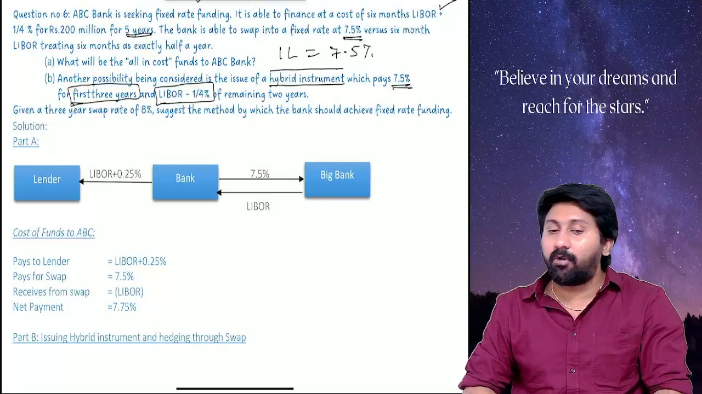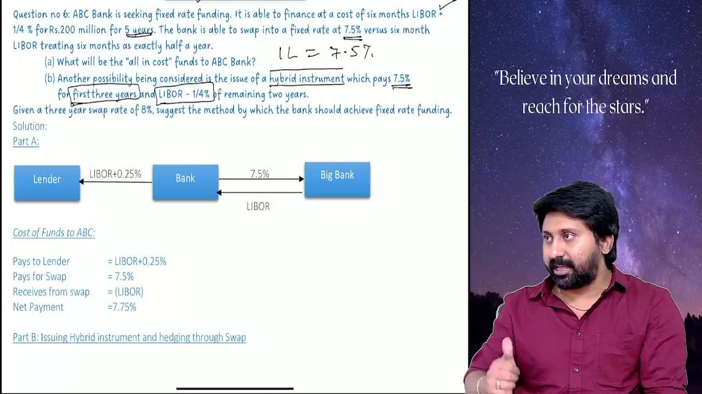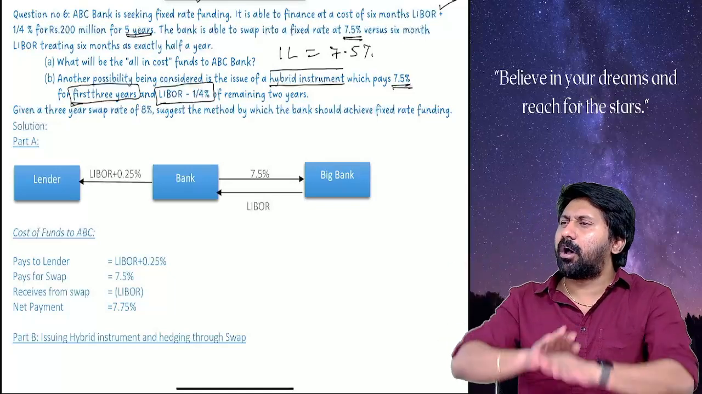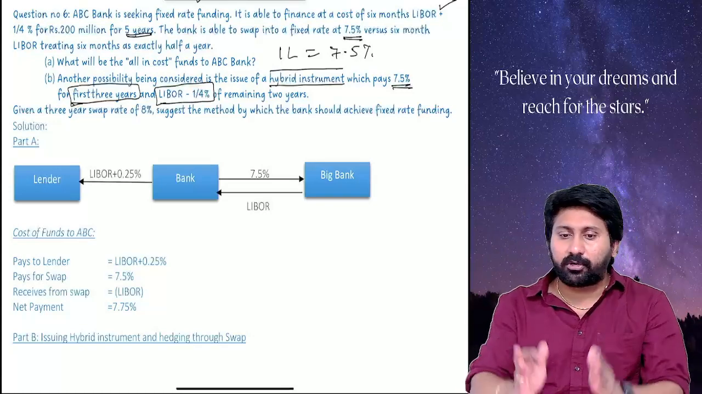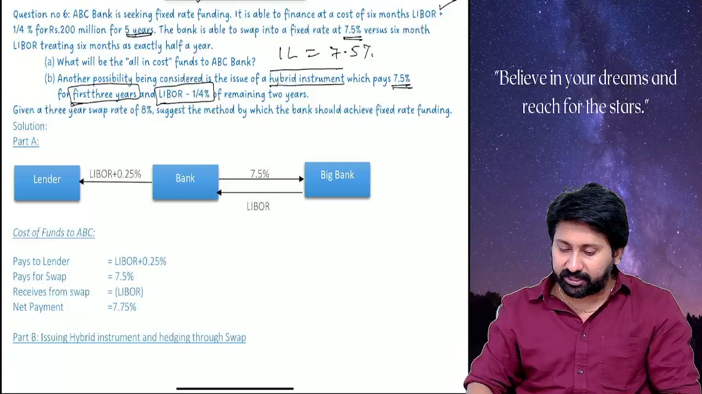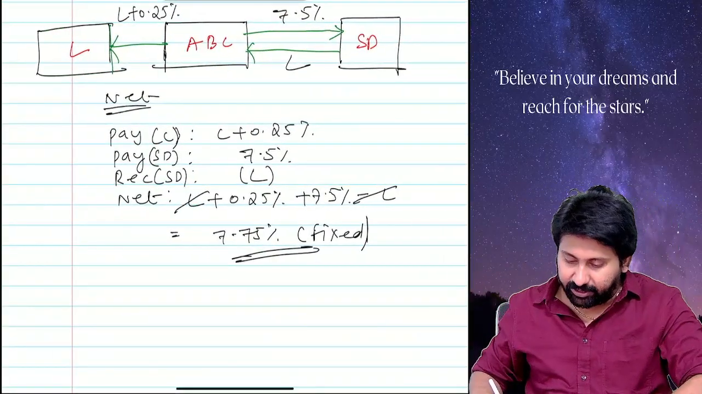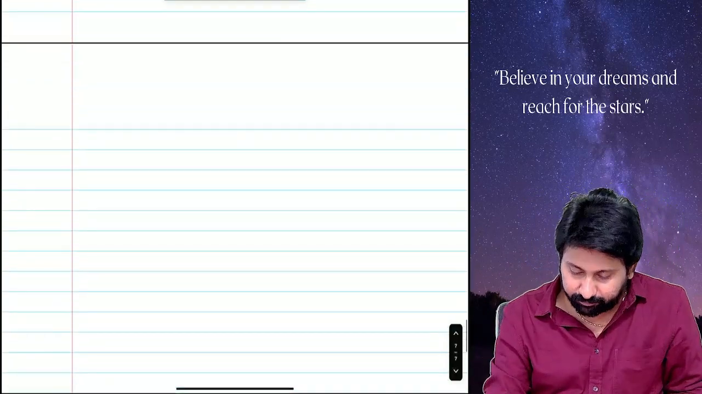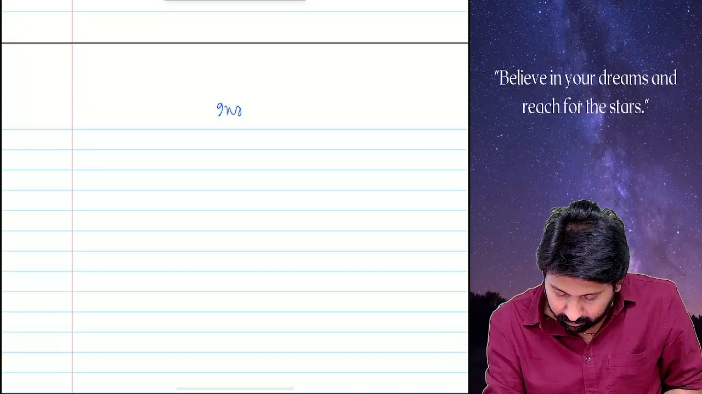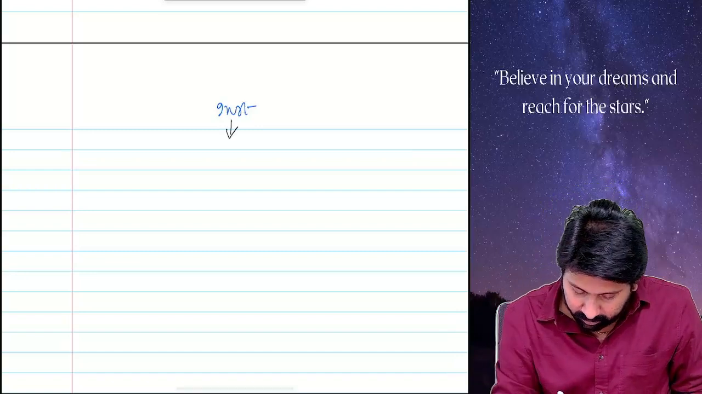Another swap. How are we going to use all these instruments in order to convert our floating rate into a fixed rate? That is the question being asked. Okay? I will explain. See here. What are all the instruments available?